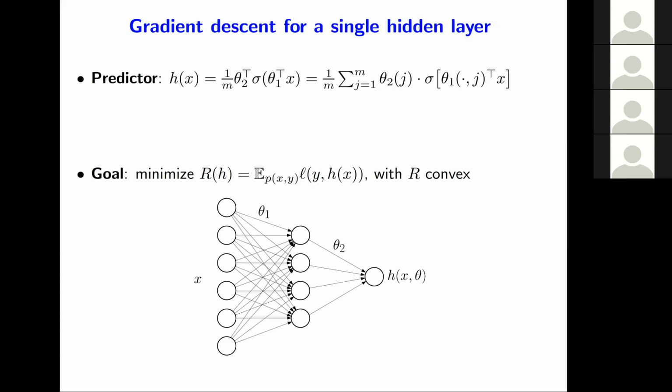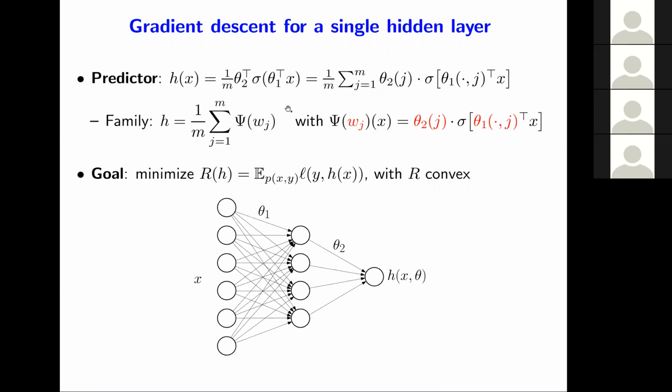I'm going to divide by m for reasons I will explain later, but dividing by m or not is simply the same as replacing theta 2 by theta 2 times m. So this is the equation in math. I take my input, multiply by one column of theta 1 to get the hidden neuron number j, and I combine all hidden neurons to get the predictor function.